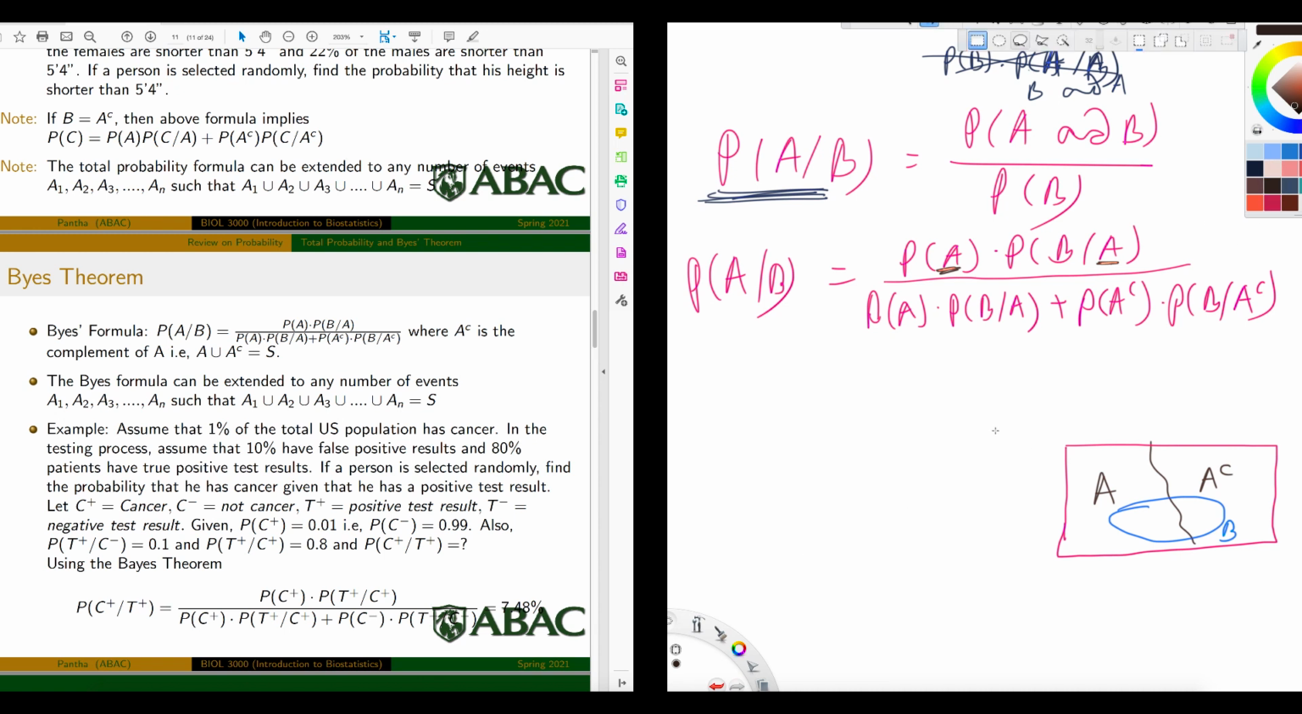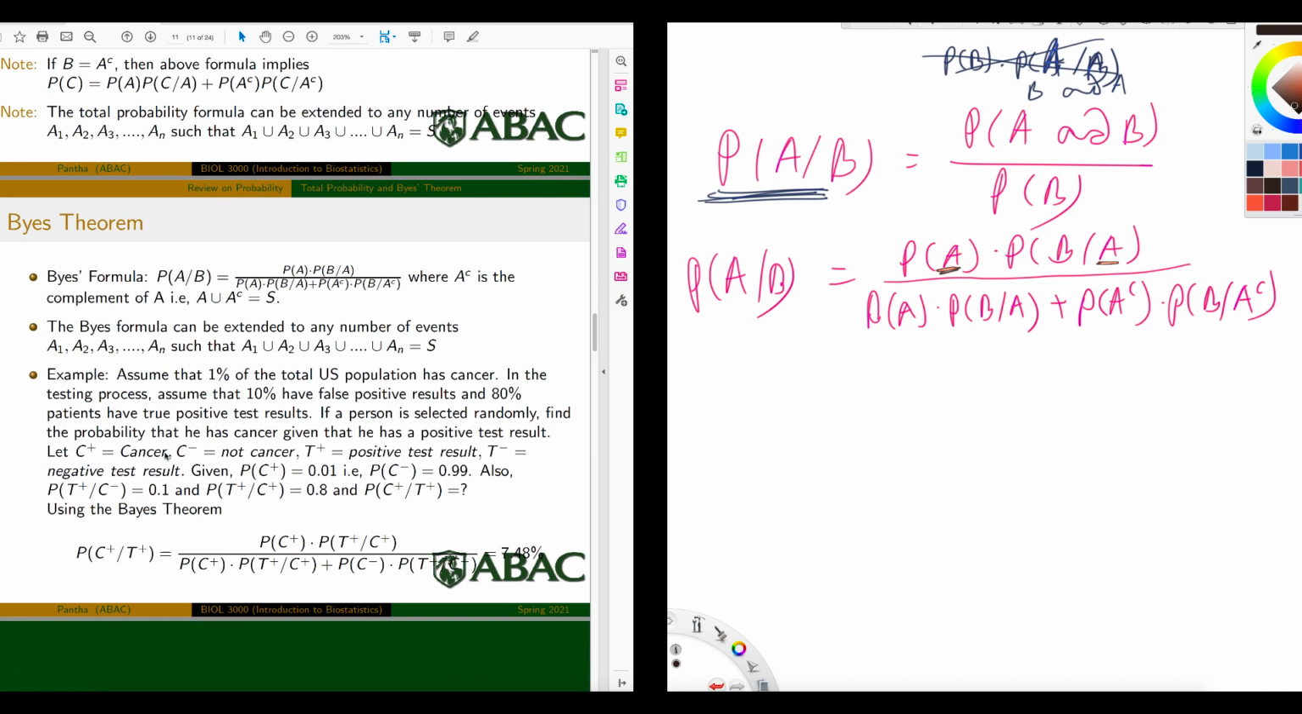Okay, guys. So let us see an example, then the things will be very clear to you. I have done that example here in the slide as well, but I want to go over that. Example. Assume that 1% of the total US population has cancer. Let us say that C plus is cancer positive, so C plus has cancer, and C minus is no cancer. It's just a notation. You can give any notation.